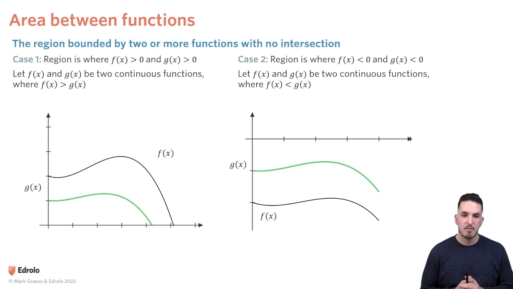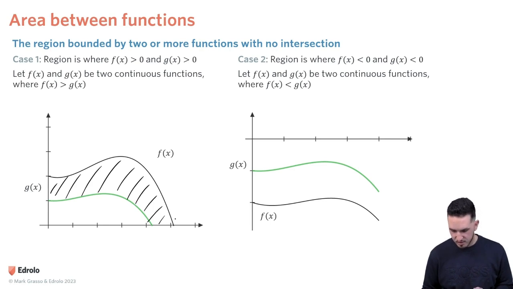Case 1 is where f of x is greater than 0 and g of x is greater than 0. Let f of x and g of x be two continuous functions where f of x is greater than g of x. In this instance, all we have to look at is the integral. We're looking for the area between these two functions.